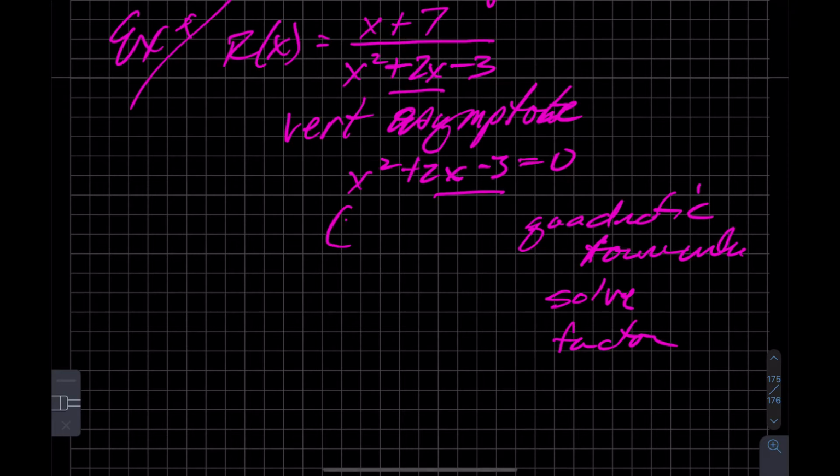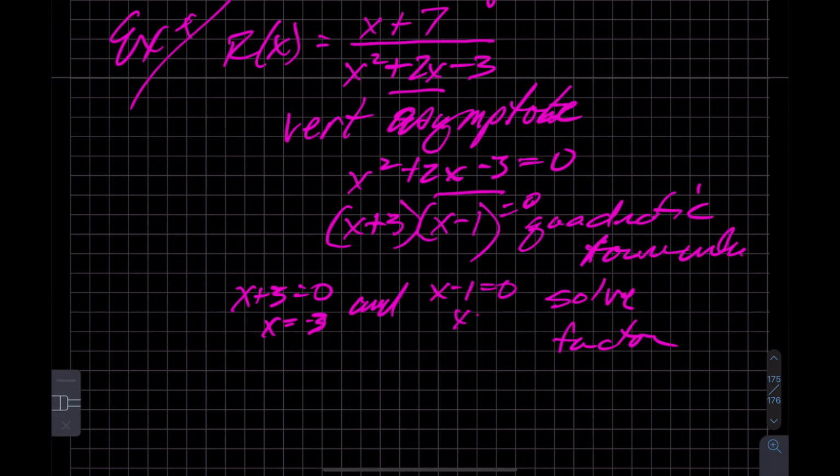And so if I factor it, I get x plus 3, x minus 1. And so x plus 3, x minus 1 is equal to 0, which means that my vertical asymptotes occur at x plus 3 equals 0, which is at x equals negative 3, and at x minus 1 equals 0, x equals 1. So I have two vertical asymptotes, and they're at x equals negative 3 and x equals 1. All right? So let's keep that in mind.